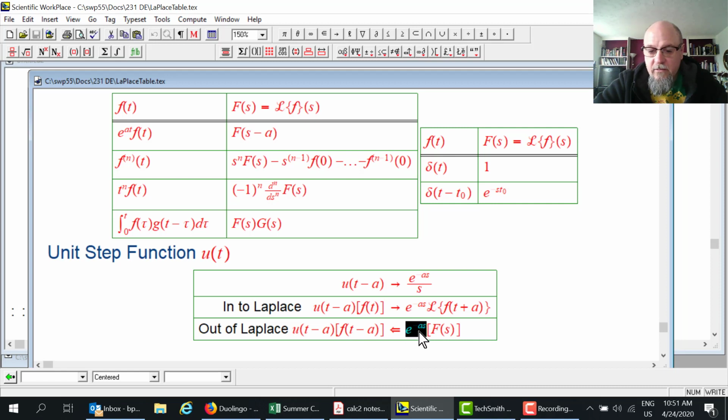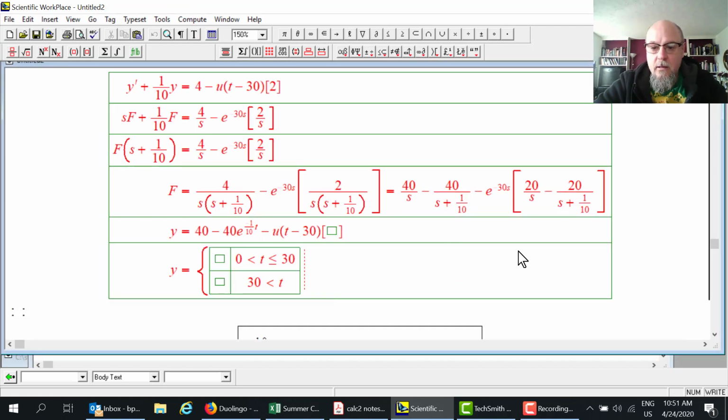The e to the minus as inverse Laplace is the Heaviside step function, the unit step function. F of s inverse Laplaces to be f of t, but everywhere there's a t, I want to put a t minus a. The argument inside the square bracket has to match the argument in the Heaviside step function. So first figure out what the inside of the square bracket would normally inverse Laplace to be.